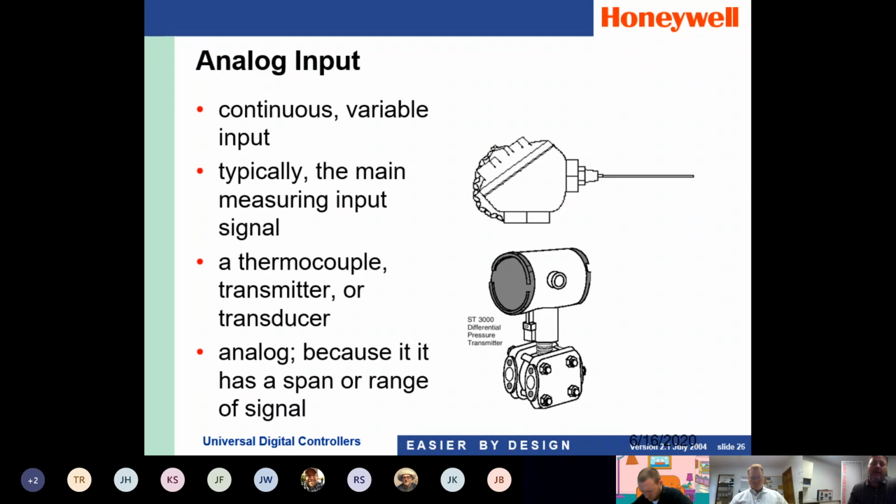We talked about analog inputs. When we refer to analog inputs in a PID system, typically thermocouples, RTDs, transmitters, things of that nature.